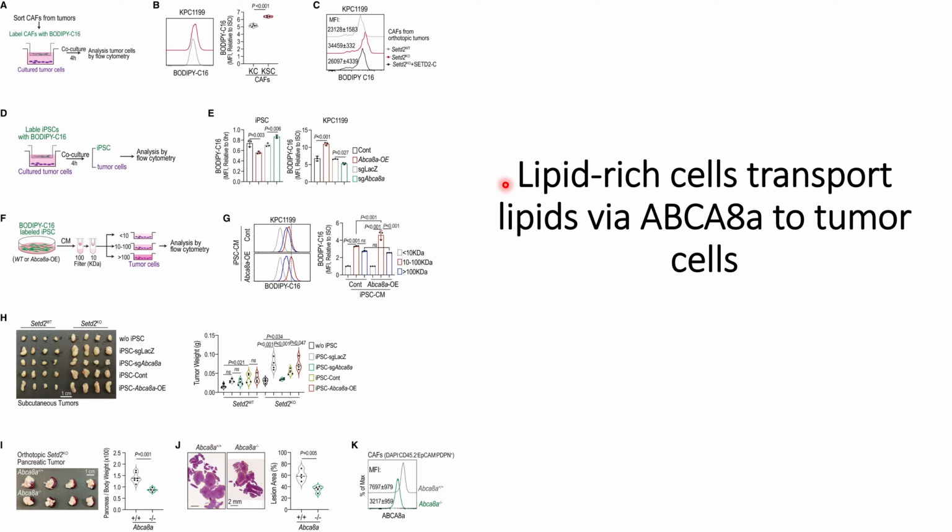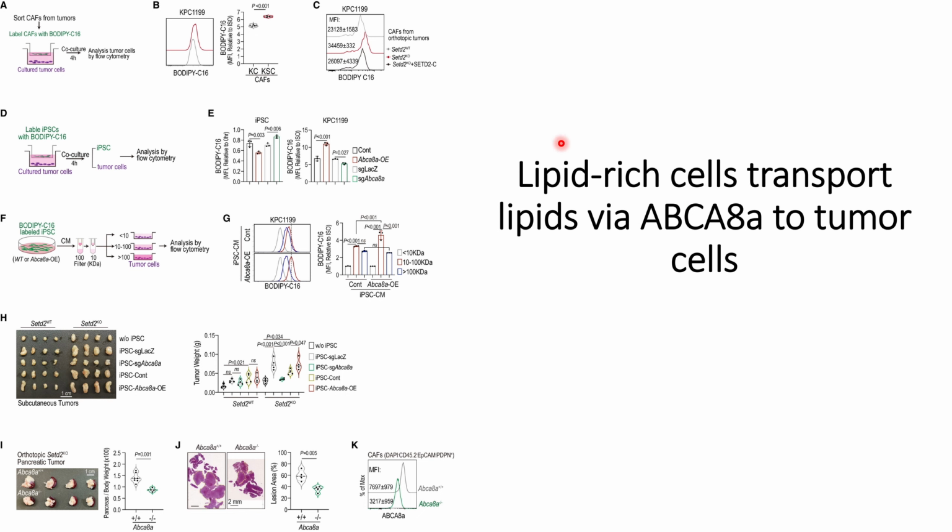In this video, we will discuss how lipid-rich cells transport lipids to the tumor cells via ABCA8a. In the previous experiment, we understood that there might be a transport of lipids occurring from the lipid-laden cancer-associated fibroblasts to the tumor cells. Here they will confirm this and also find out that it's the ABCA8a gene that helps in the transport of the lipids from the lipid-laden cells to the tumor cells.